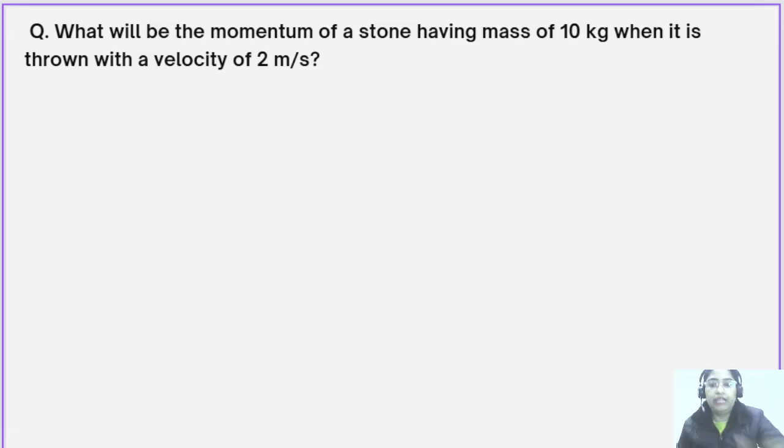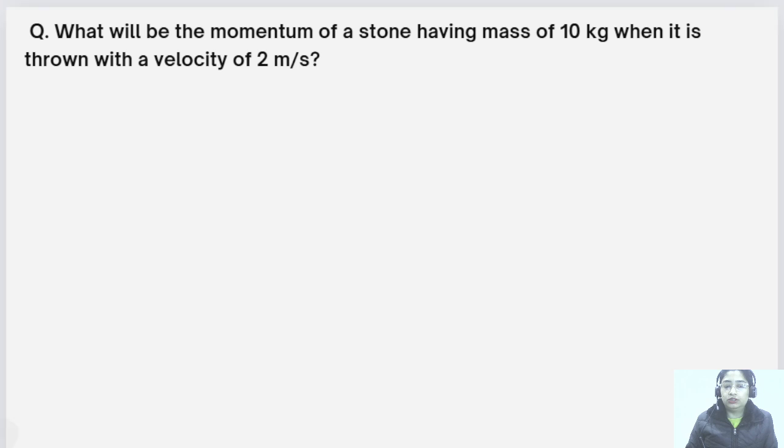All right, so I hope that this is clear to you. Let's solve a few questions regarding this topic. So the first question is, what will be the momentum of a stone having a mass of 10 kg when it is thrown with a velocity of 2 meters per second? You can pause this video over here and try to solve this.